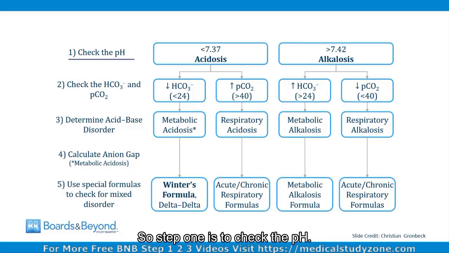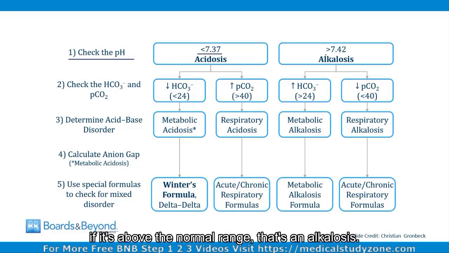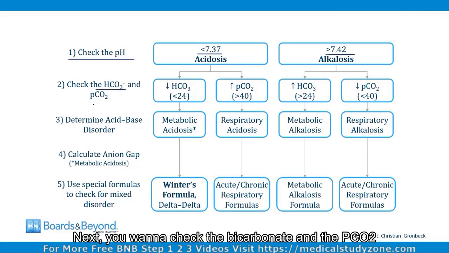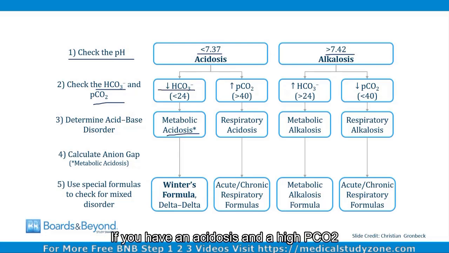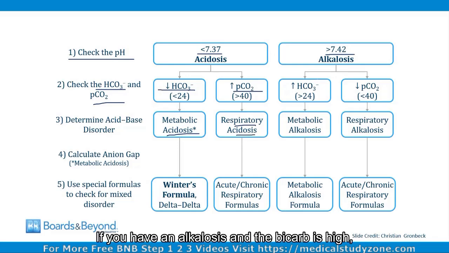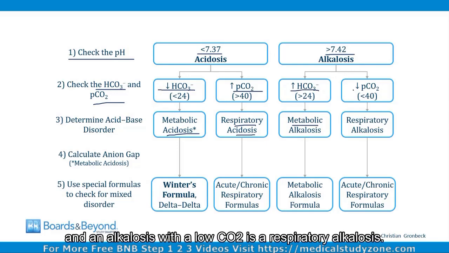So step 1 is to check the pH. If the pH is below the normal range, that's an acidosis. If it's above the normal range, that's an alkalosis. Next, you want to check the bicarbonate and the PCO2. If you have an acidosis and a low bicarbonate, then you have a metabolic acidosis. If you have an acidosis and a high PCO2, then that's a respiratory acidosis. If you have an alkalosis and the bicarb is high, that's a metabolic alkalosis, and an alkalosis with a low CO2 is a respiratory alkalosis.